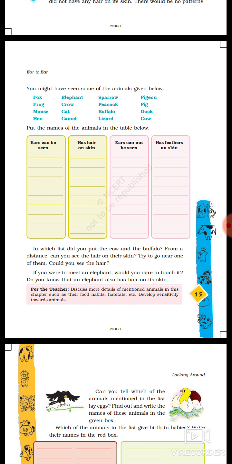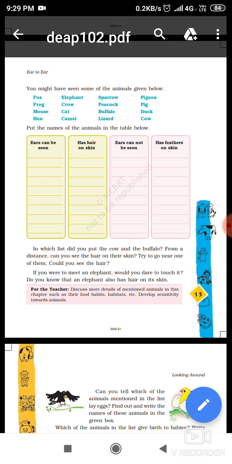Now let's see the next page. You might have seen some of the animals given below: fox, elephant, sparrow, pigeon, frog, crow, peacock, pig, mouse, cat, buffalo, duck, hen, camel, lizard, cow. Put the names of the animals in the table below. So children, you have to do it by yourself.